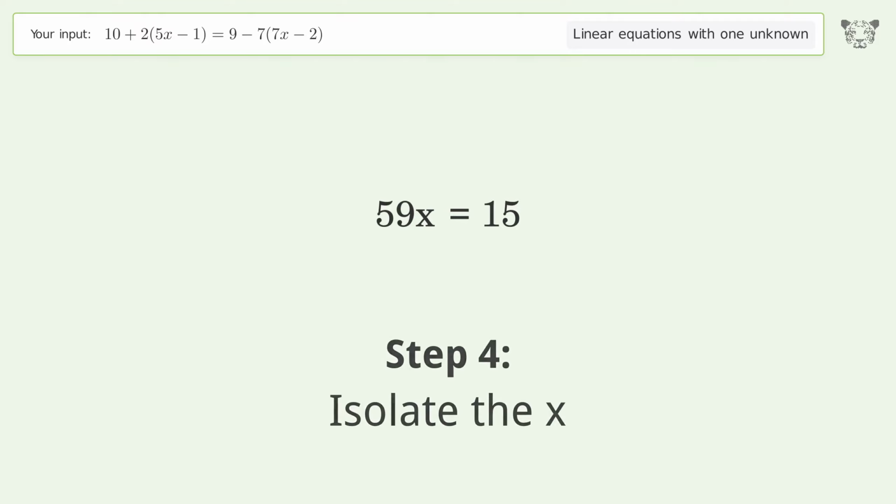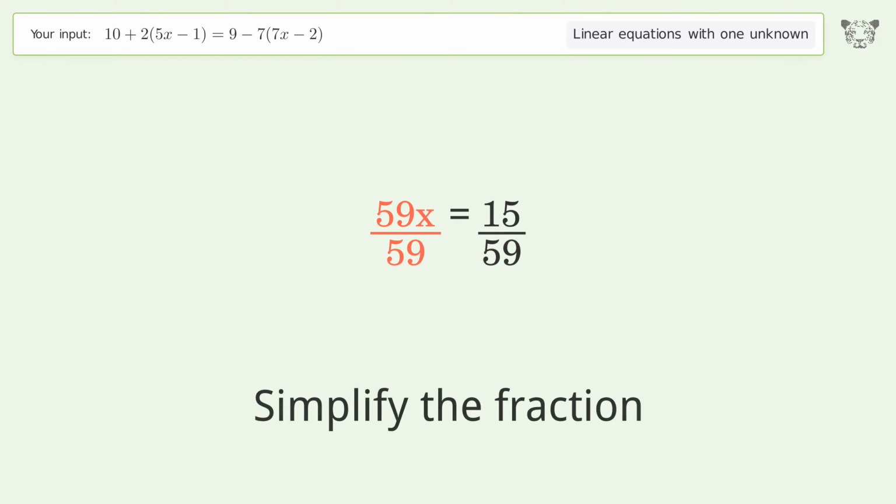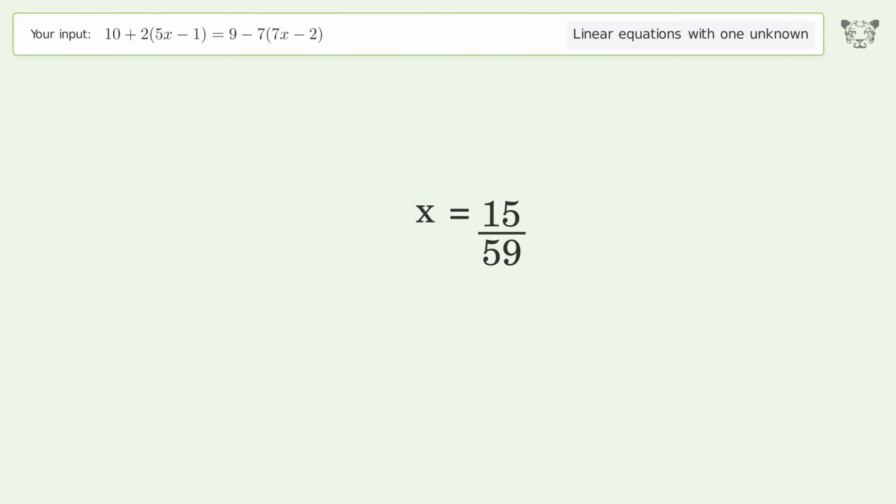Isolate the x. Divide both sides by 59. Simplify the fraction. And so the final result is x equals 15/59.